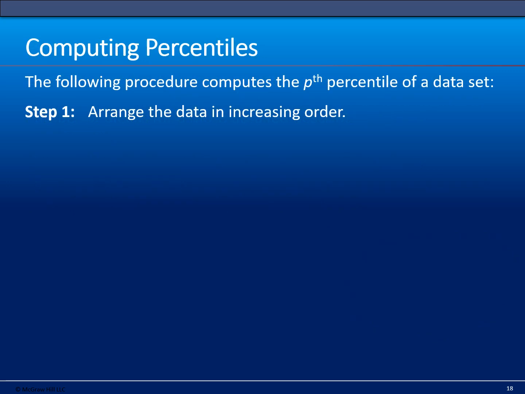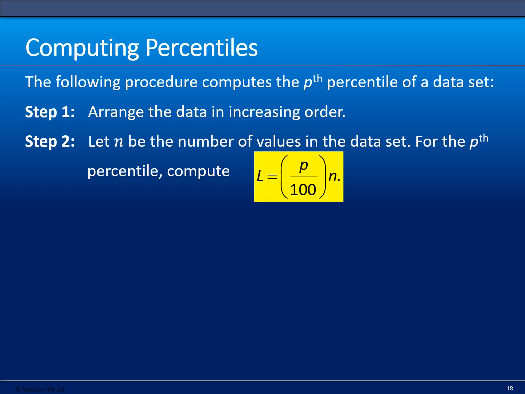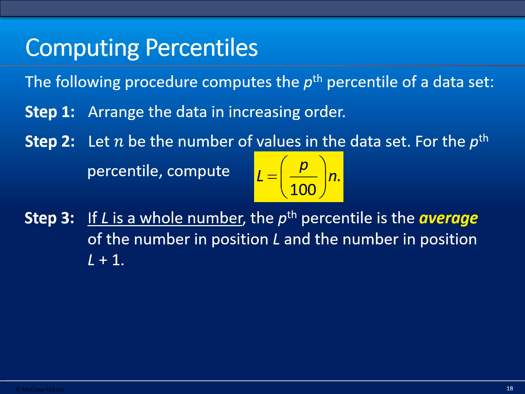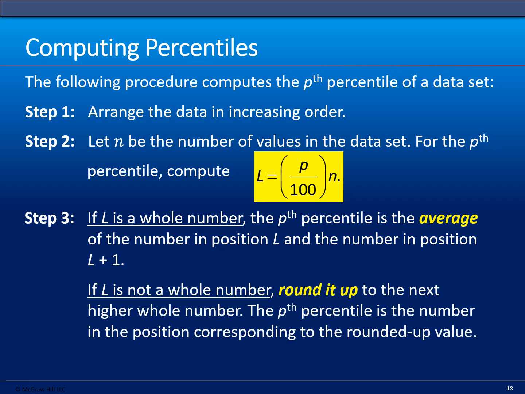So here's how we compute percentiles. Again, you arrange the data in increasing order. N is the number of values or data points we collected in the data set, and for whatever percentile we're looking for, L is P over 100 times N. Again, this will give us the position of the data point, like the 50th data point, the 30th, the 38th, etc. And of course, we follow the same rule. If it's a whole number, we average the L and L plus 1 position data values. If it's not a whole number, then we simply round it up.